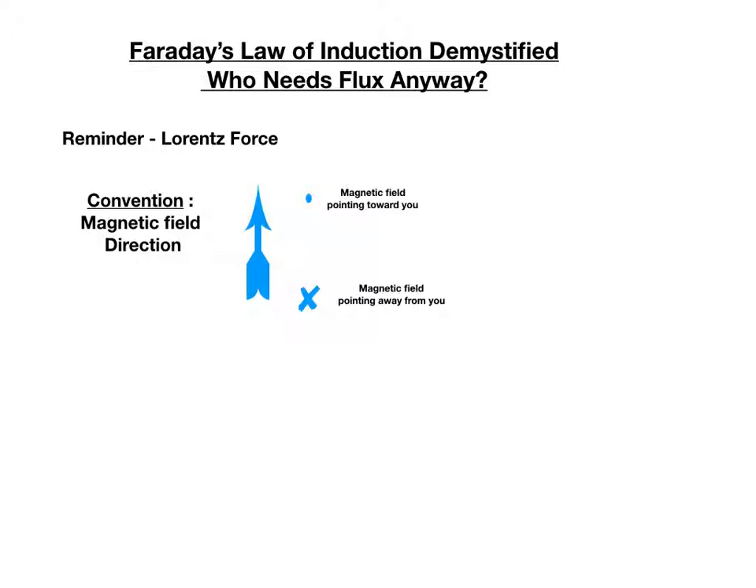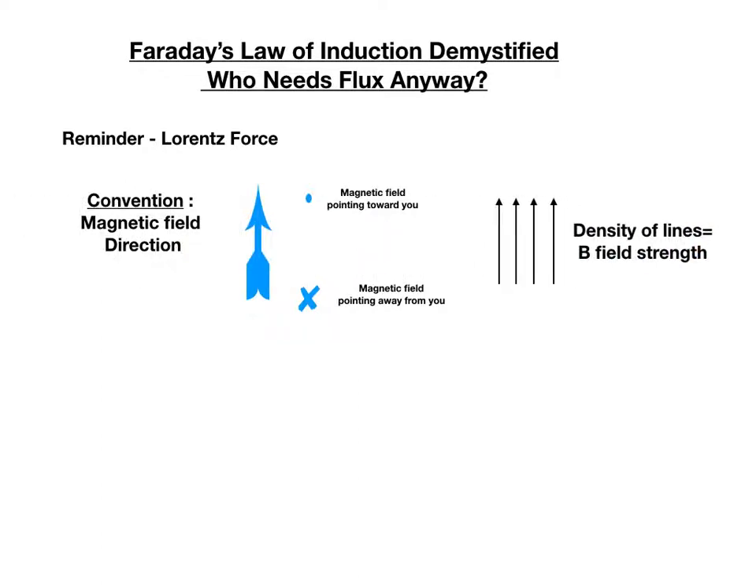A reminder, what's the convention for magnetic fields perpendicular to the plane? If the magnetic field lines are going along this arrow, the tip of the arrow is marked as a point and the back of the arrow is marked as an X. If you see a diagram with the field as a dot, it means the field is pointing towards you. And if you see an X, it means the field is pointing away from you, just like the tip and the back of an arrow.